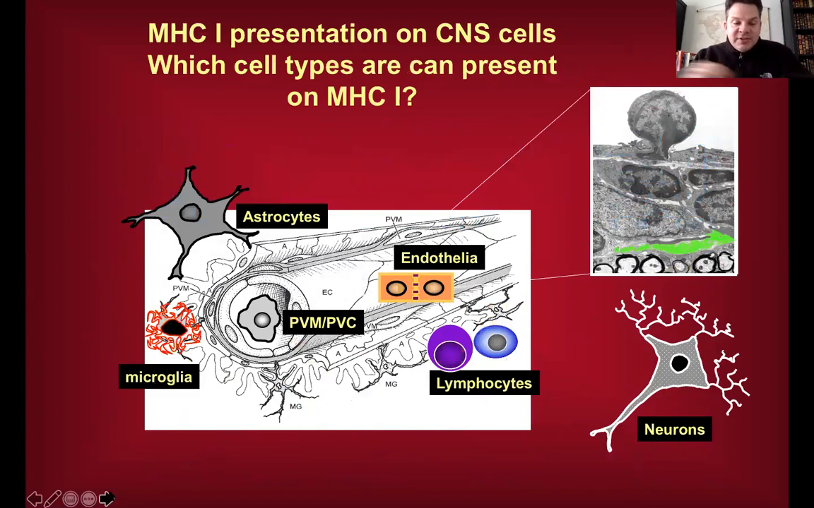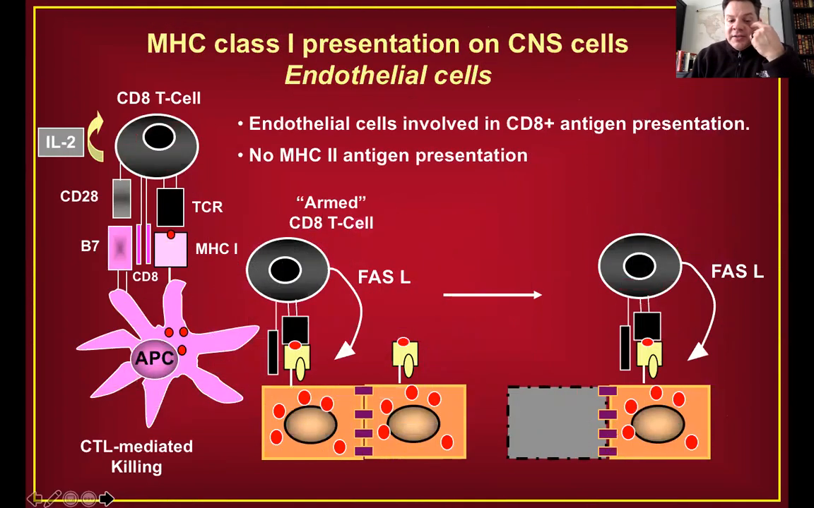So what cells in the CNS have MHC class 1? Pretty much all the cells that are nucleated have it. So all these cells really, really do. The only reason that we kind of waver a bit is because in the medical school class, they teach you that oligodendrocytes and neurons don't have MHC class 1.